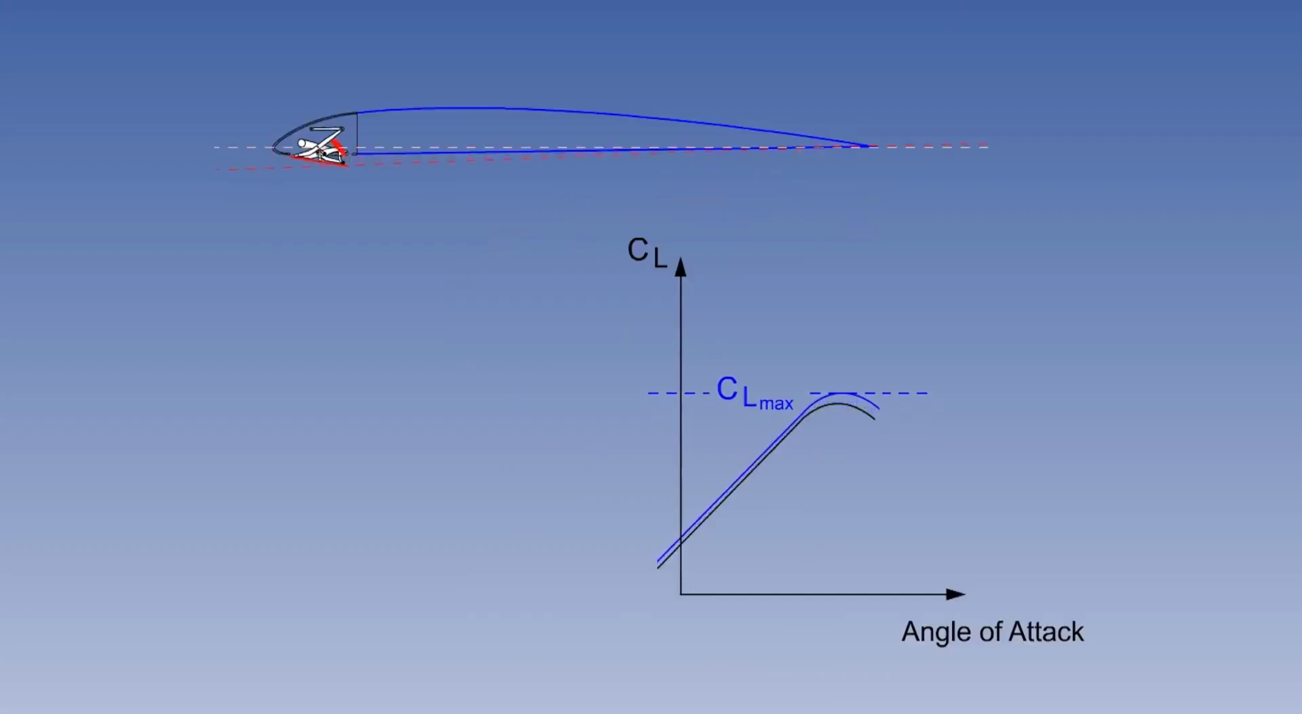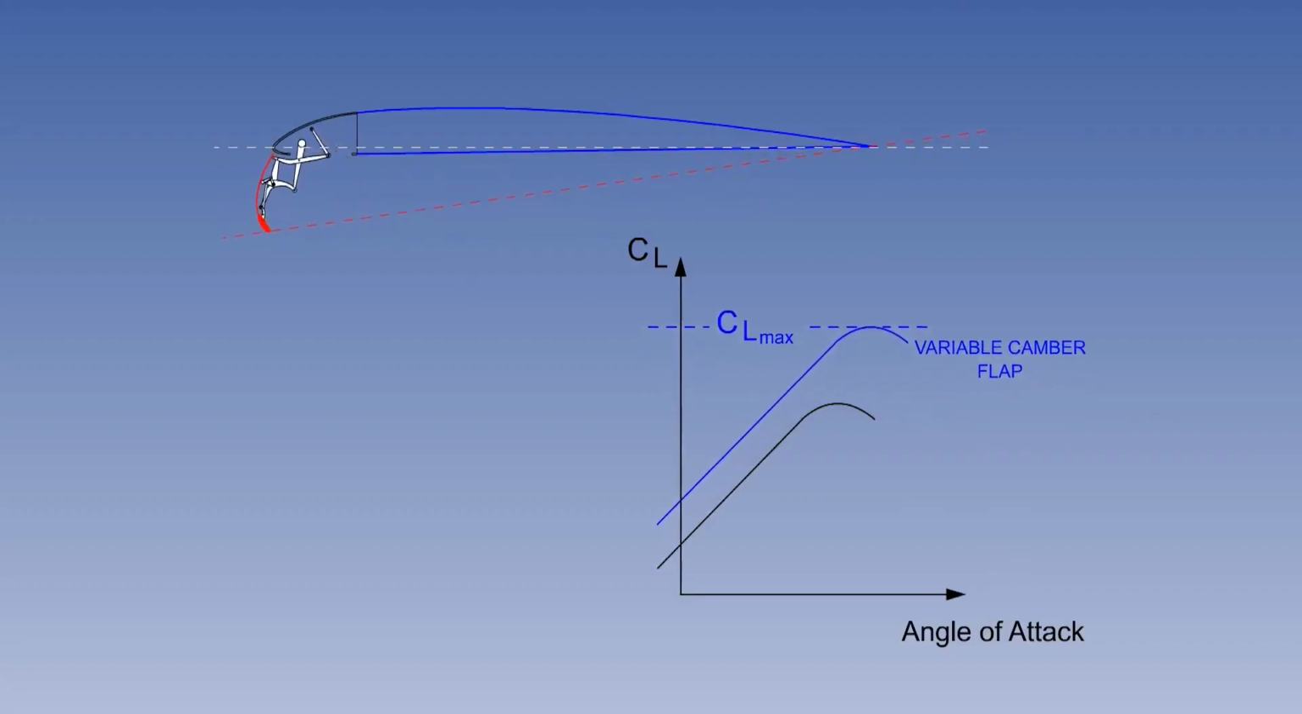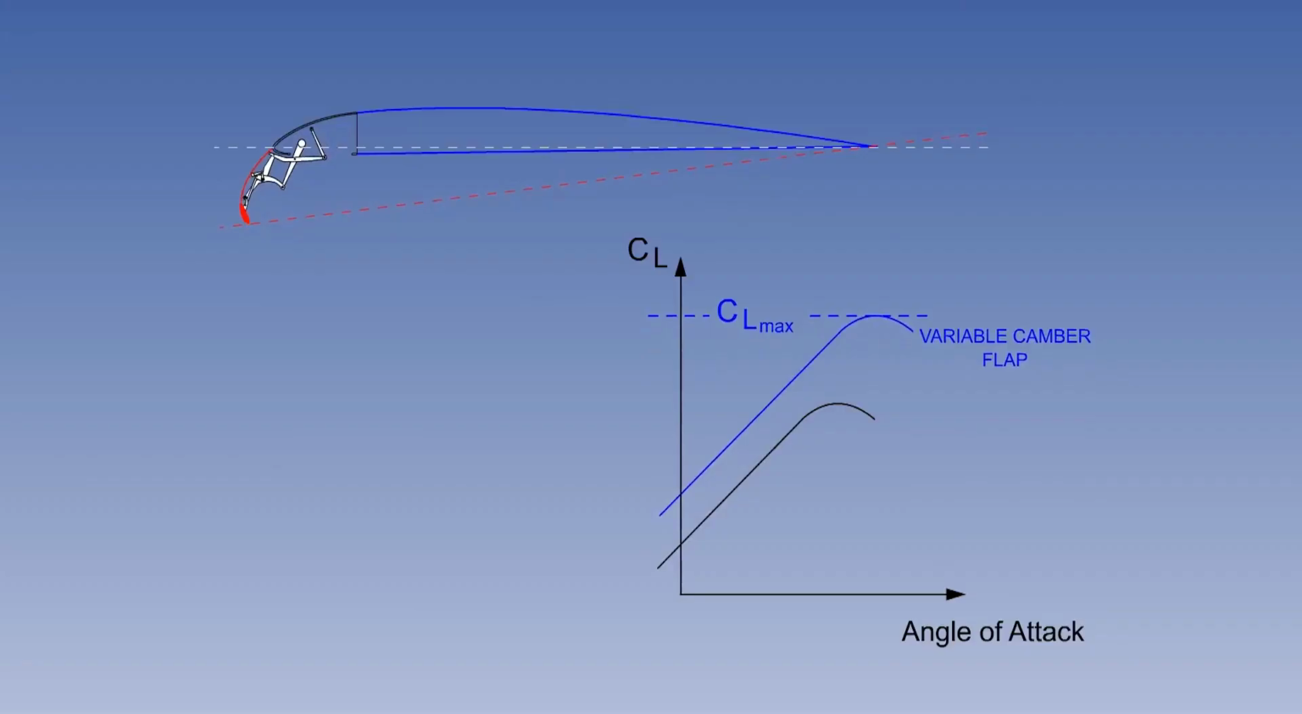With the variable camber leading edge flaps out, the camber of the wing is increased slightly more than with the Kruger flap. And as you can see, CLmax is also increased. The forward end of the chord line is once again lowered, which increases the stall angle.